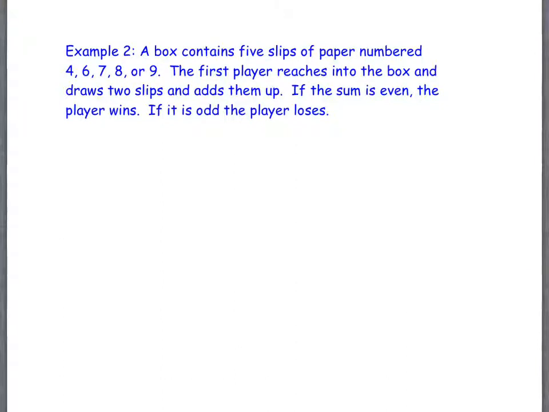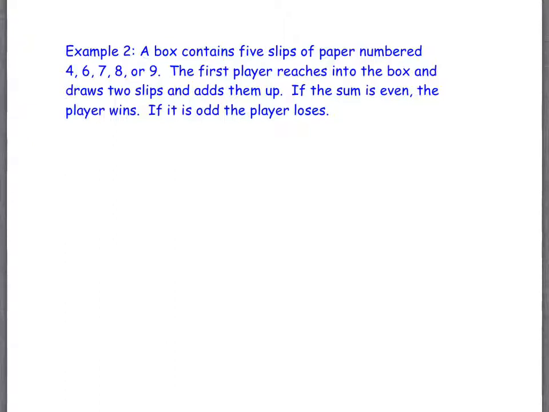This one doesn't actually have a tree diagram, but it does have work involved to show the description of what's happening. We've got numbers in a box. The box contains 5 slips of paper numbered 4, 6, 7, 8, or 9. Player number 1 reaches into the box and draws out 2 slips and adds them together. If the sum is even, the player wins. If the sum is odd, the player loses.